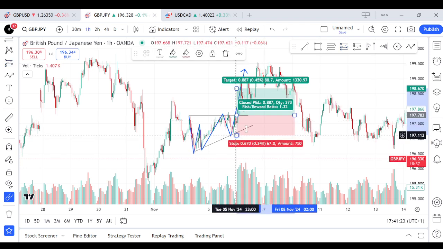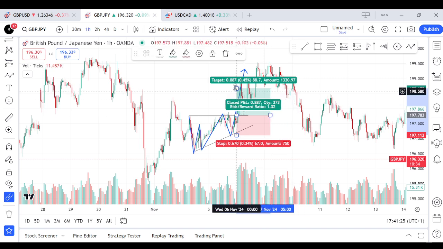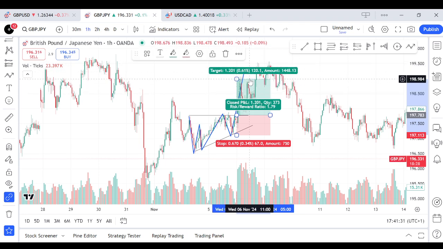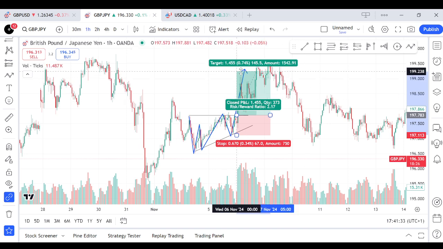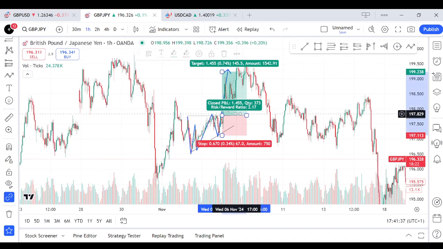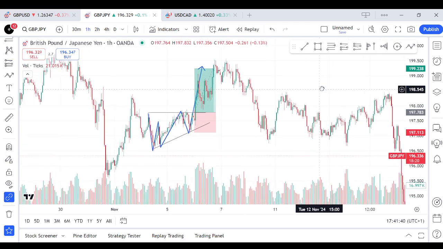your stop loss could just be there, and the risk to reward ratio of 2, or you could target the resistance levels. So I'm just going to stick with the risk reward ratio of 2, and you can see that was how we got that trade right there.